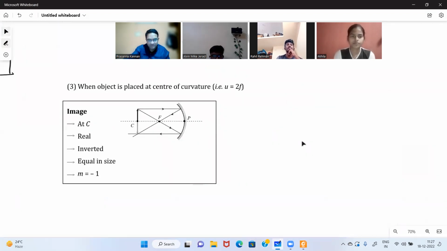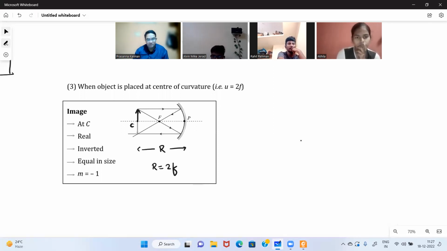Where is the object placed? At the center of curvature. What is this distance from the pole? It's called the radius of curvature, correct? Yes, sir. And r is equal to 2f, do you remember? And what is this distance? Focal length. So your focal length is f. Then where is the center of curvature? 2f. Correct? That's what is given in the question.